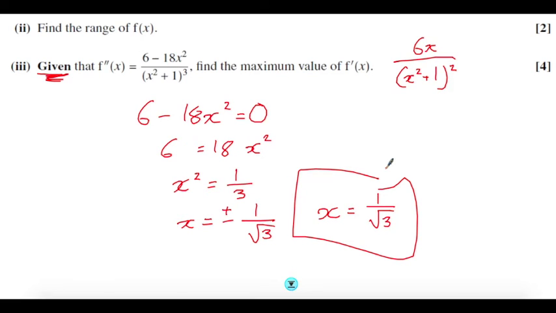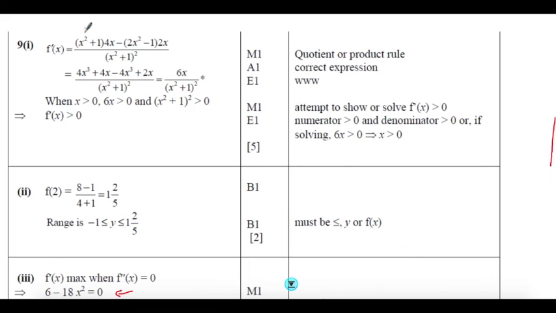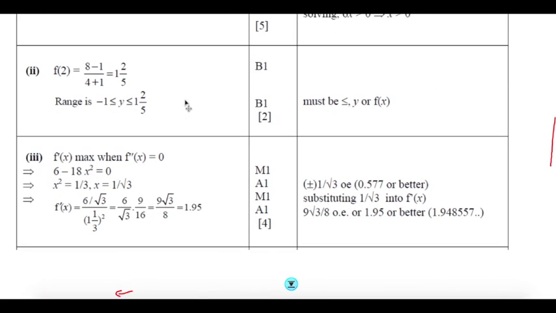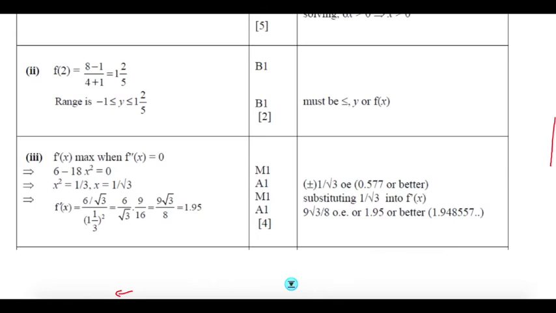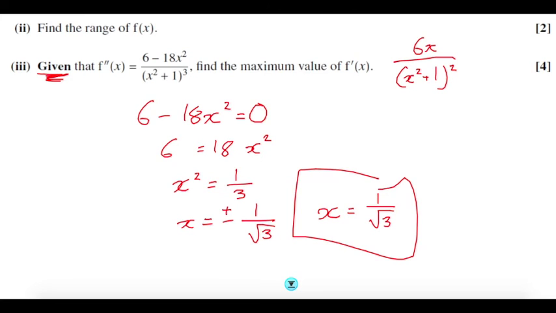Okay, so I'm going to put 1 over root 3 in my calculator, then do 6 times the answer over answer squared plus 1 squared. And that gives me 9 root 3 over 8 when you sub it in here, and you can leave that as 1.95 if you want. Again, this is an exact answer, so I prefer it.